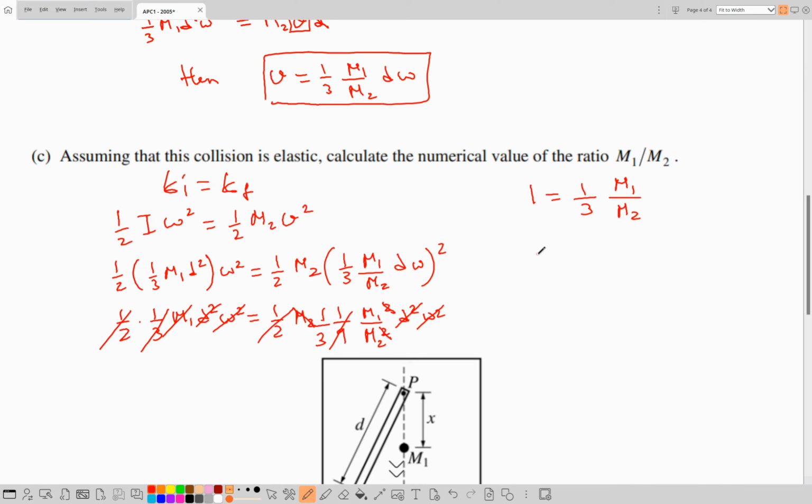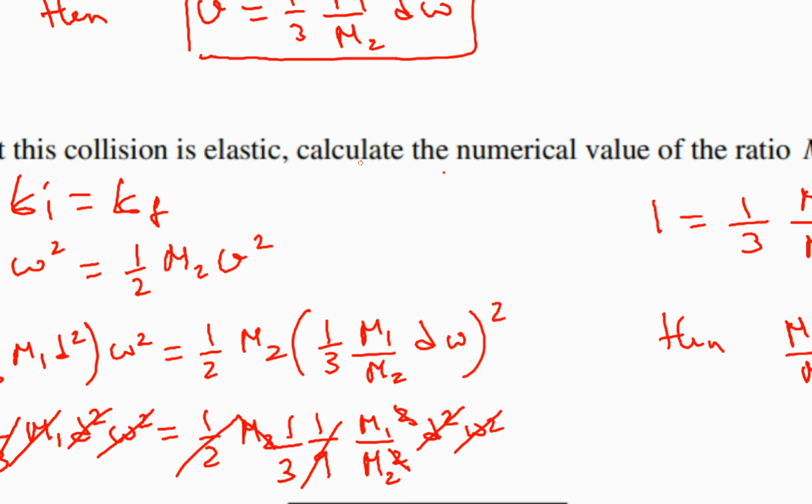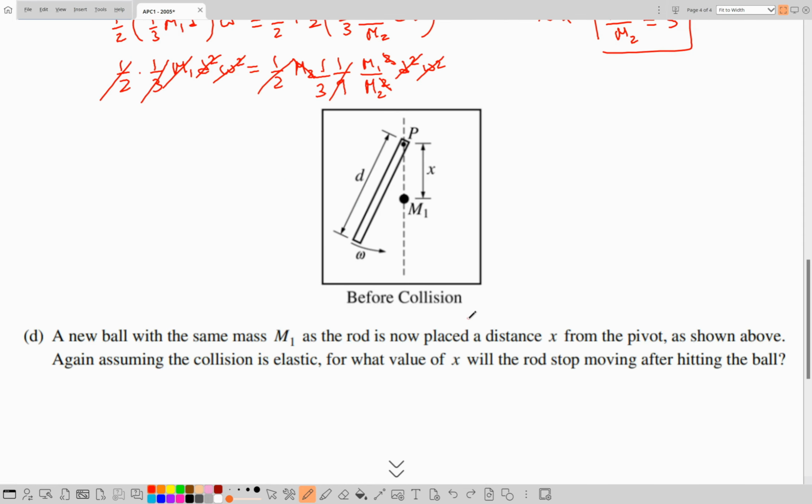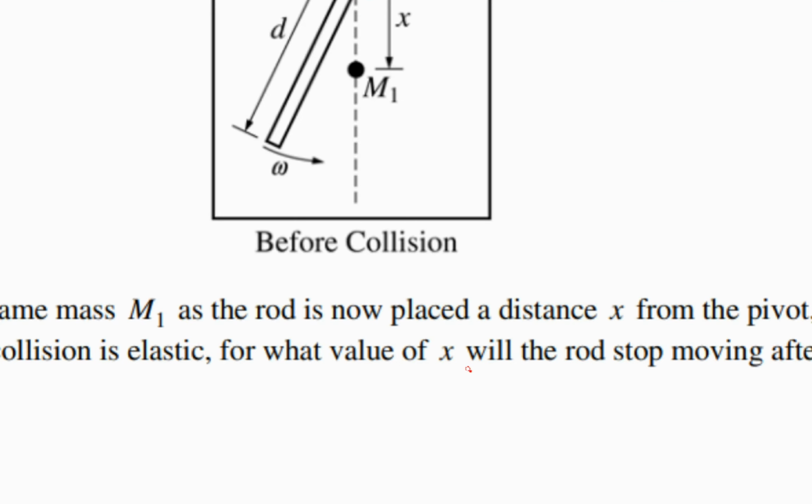So basically the ratio that we're searching for, m1 over m2, because they told us to calculate the numerical value, would be equal to 3. Now for part D, a new ball with the same mass m1 as the rod is now placed a distance x from the pivot as shown above. Again, assuming the collision is elastic, for what value of x will the rod stop moving after hitting the ball? So we need to determine the value of x.